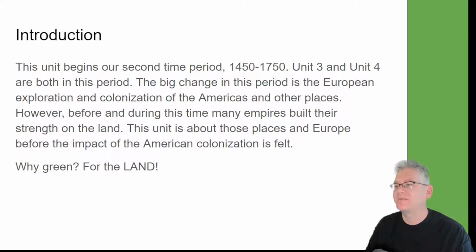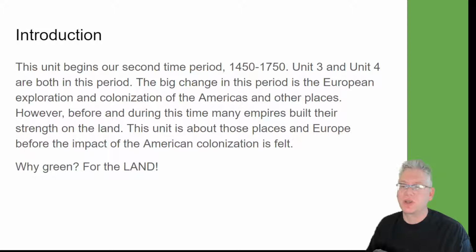major changes that are just about to take place. But one of the things to remember about Unit 3 is that before and during this time, many empires built their strength on the land. I like the idea that, in a sense, if the Europeans had not explored and conquered, this may be the world that we would be looking at, right? A world of massively powerful and important empires that maybe would have changed things in a big way.